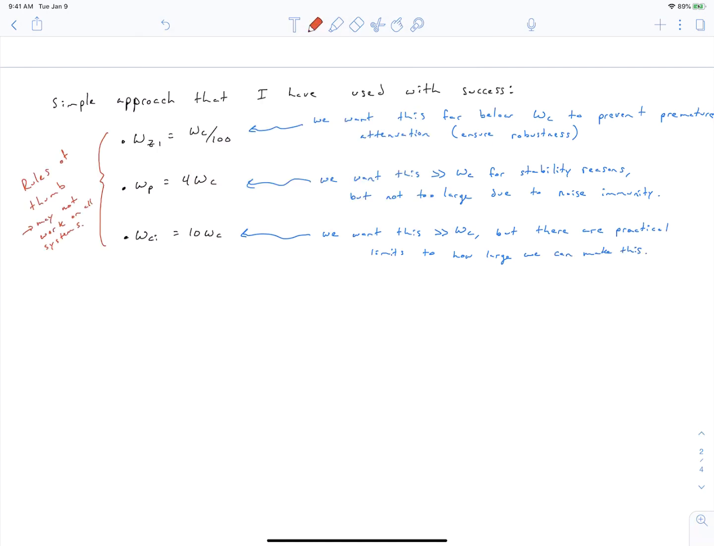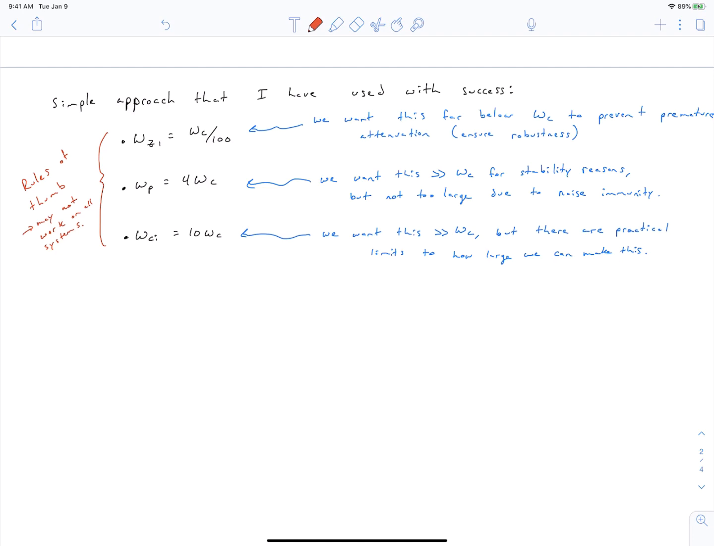Okay, so this is a simple approach that I have used in the past with success. The first 3 bullets that I'm going to list here that are already listed are rules of thumb. They're not rigorous mathematically derived proofs. They're instead just good practices, but you may need to modify them based on the system that you are designing. So I typically will pick omega Z1 to be equal to my crossover frequency divided by 100, so 2 decades below my crossover frequency. And in blue, I've placed comments on this, so really we want omega Z1 to be as low as we can reasonably create.